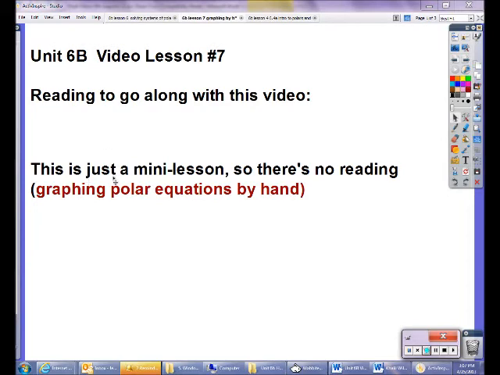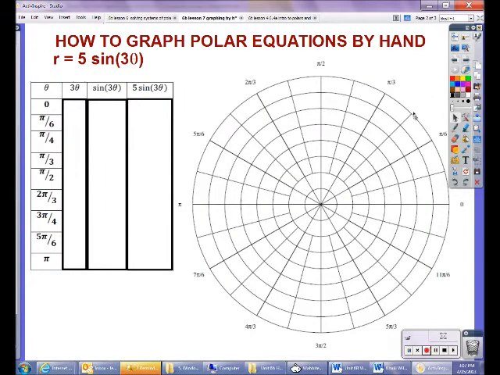Once again, no reading to go along with this video. We are going to be talking about graphing polar equations by hand, and this is just a mini lesson to get you ready for the group work we're going to be doing in the next class. How to graph polar equations by hand.